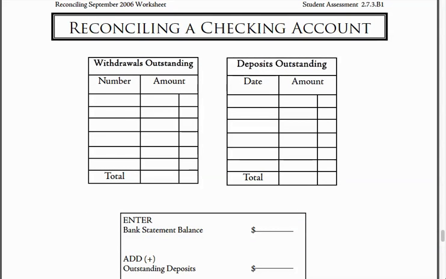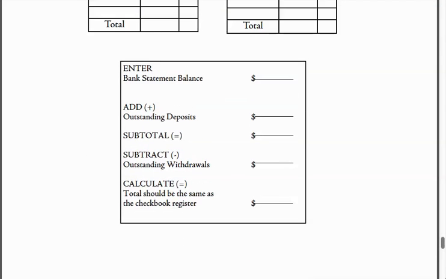The withdrawals outstanding or the outstanding checks will be listed on the left. If there are any outstanding deposits, those would be listed on the right. And finally, the section below that will be the information that will make the adjustments to either the bank statement or her checkbook register. The bottom line where it says calculate total should be the same as the checkbook register. Those two numbers, when you're finished reconciling, then should agree.